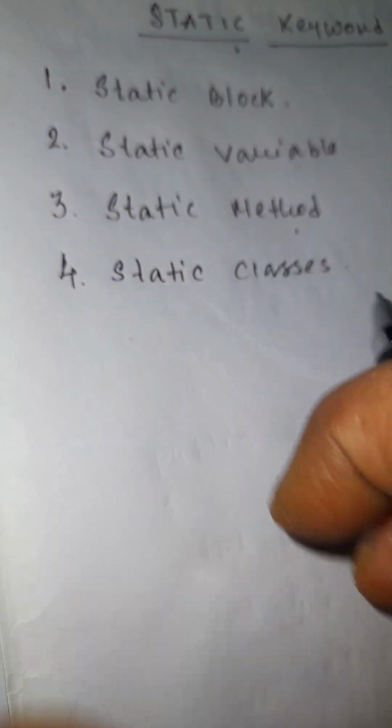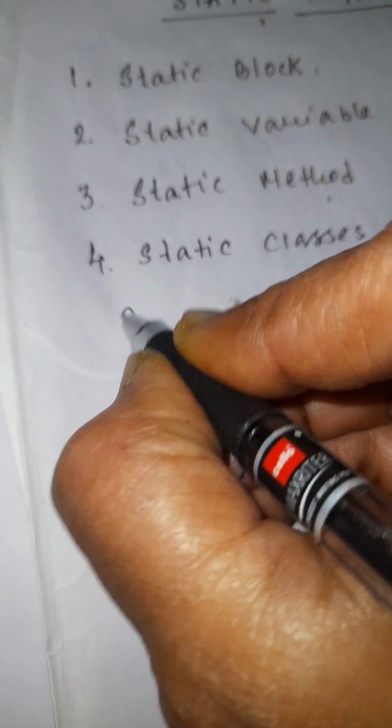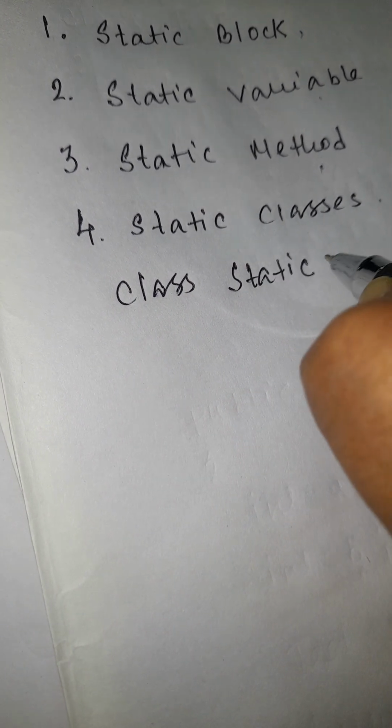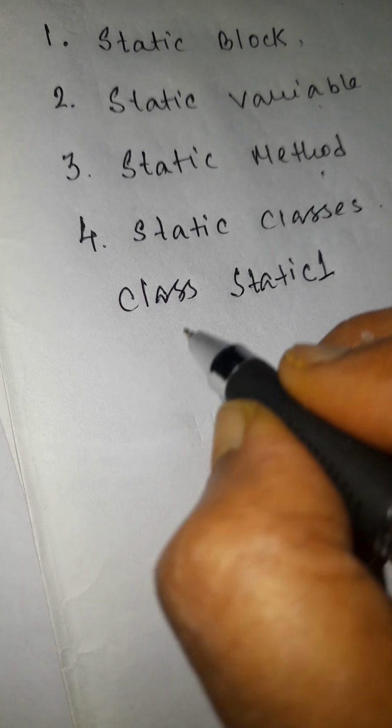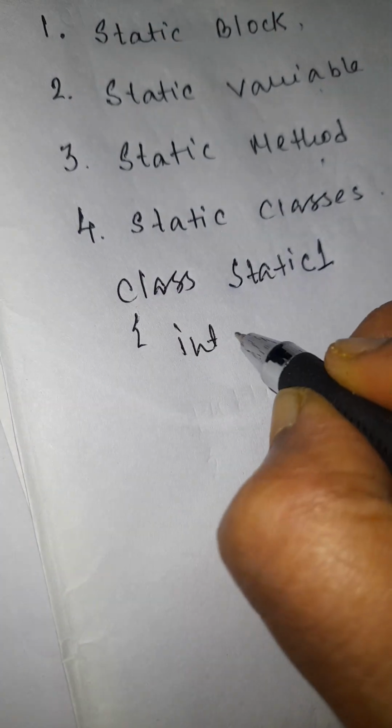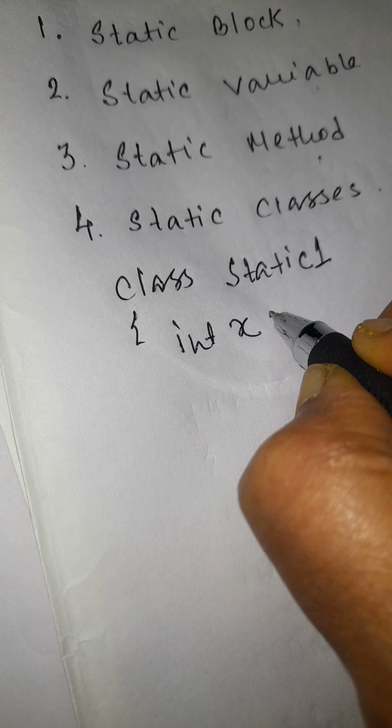So first you see what is the static block and static variable and static method. So how you can implement it? Maybe I have one class. That one is maybe class static. I declared one class. That one is a class static one. Clear? So within this class I have a non-static variable. That one is the integer x.